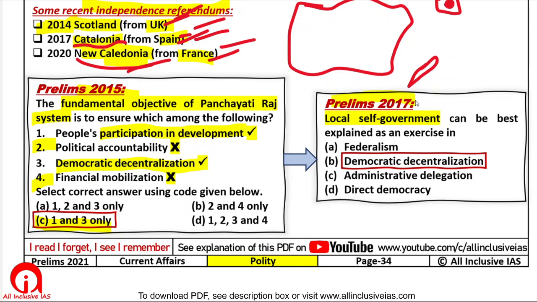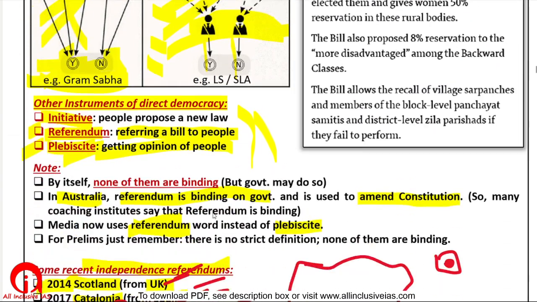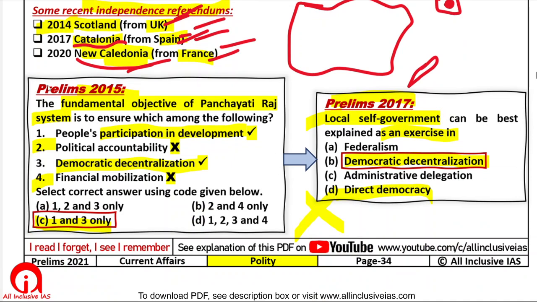In 2017, again, see the question: local self-government can be best explained as an exercise in democratic decentralization. Some students were confused. They thought the answer would be direct democracy. No. Local self-government means panchayats in rural areas, municipalities in urban areas. Panchayats and municipalities are not direct democracy. Direct democracy is Gram Sabha, right? So if you had learned the 2015 answer key that democratic decentralization is the aim, you would have directly marked this. Fine.